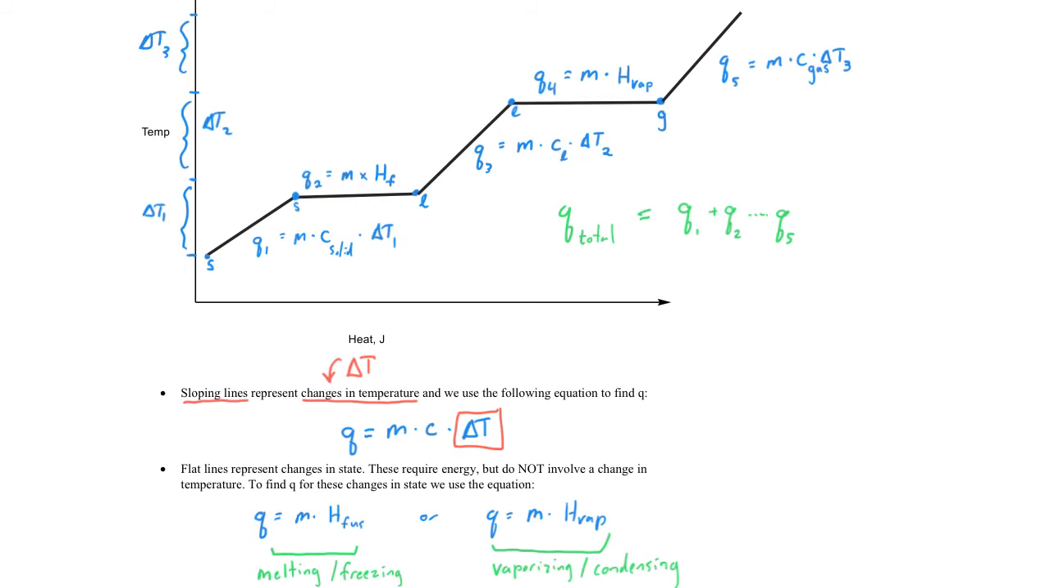Okay, so while it might seem like a lot of information, realize we're really only using two different equations. We're either using the equation that involves delta T or the one that doesn't. And it's either we're heating something or we're changing its state. So depending on the situation we're in, we're going to choose which equation of Q to use, and the rest is just plugging in the values and getting the right numbers out. Let's go to the next page and try out a real example.